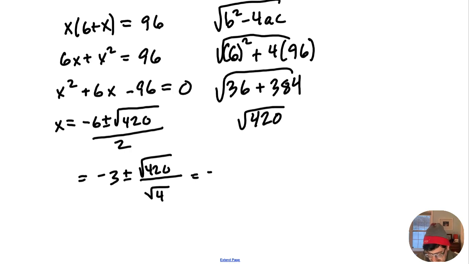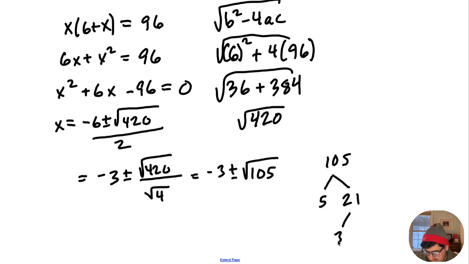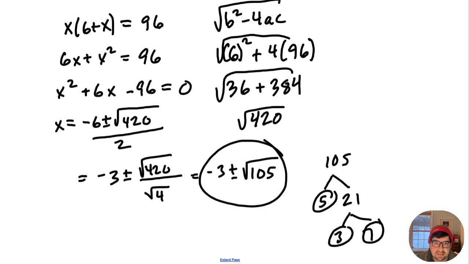So this is going to be negative 3 plus or minus the square root of 105. And 105, I don't think can be rationalized or broken down any further. Not rationalized. So 5 times 21 is 105, and 21 has factors of 3 and 7. So none of these factors are perfect squares. So this is actually our x value that solves that diagram.